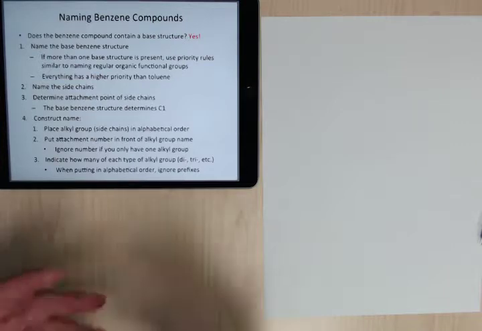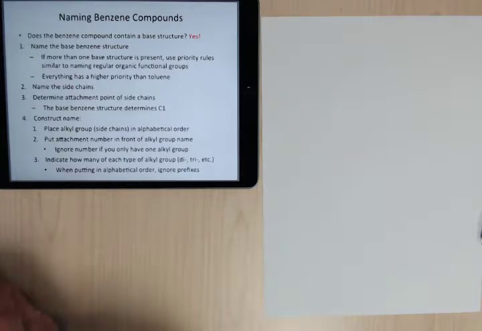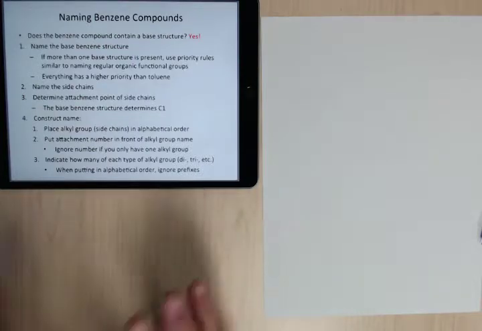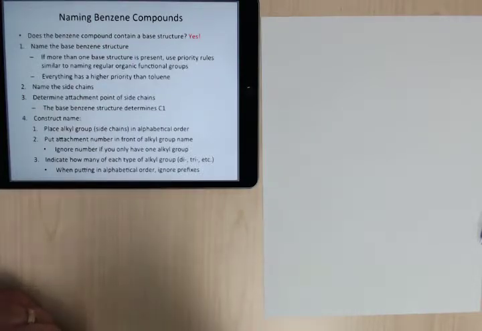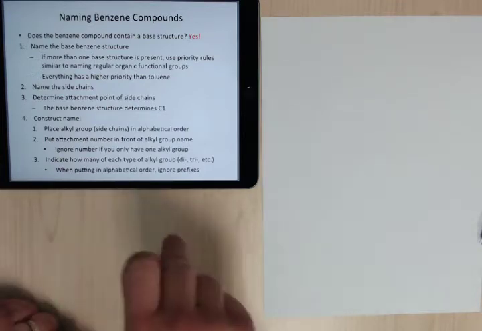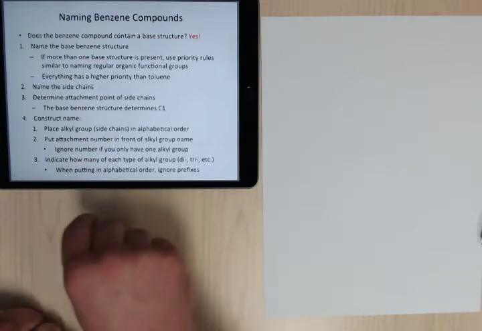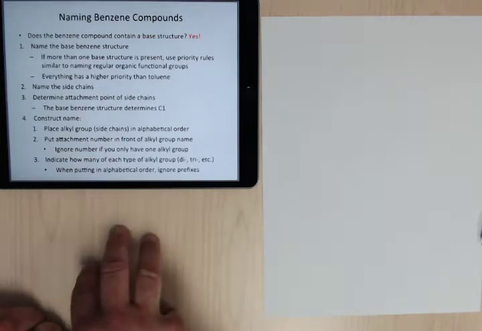There are other priority rules for how you get it beyond that. I believe it's dealing with reactivity and the number of pi bonds, things like that. I don't have them off the top of my head, but it gets a little complicated fast. But know that everything beats up the toluene. Now you're going to name the side chains. If you had toluene, you don't have to put that methyl because we're already naming it as the toluene.